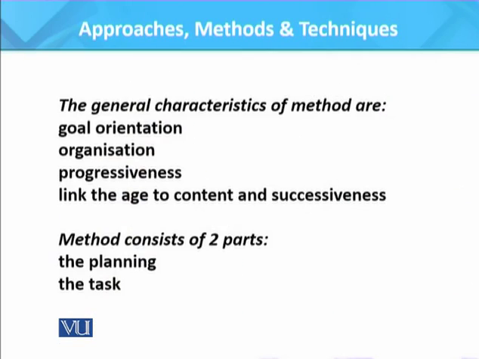The general characteristics of method are goal orientation, organization, progressiveness, linking the age to content, and successiveness. Goal orientation, that it is directed towards the achievement of the objectives of the method. It is organized. The organization of the material is what matters here. And step-by-step progression in terms of the presentation of the material and linking the content and the success to the age.